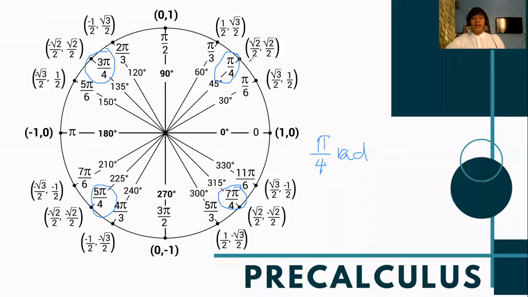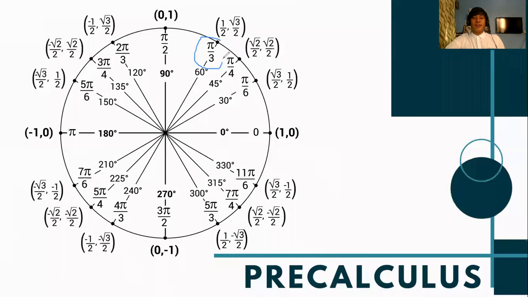So all of them have the square root of 2 over 2 and the square root of 2 over 2. This one. Then this is positive, positive, negative, positive, negative, negative, and then positive, negative.